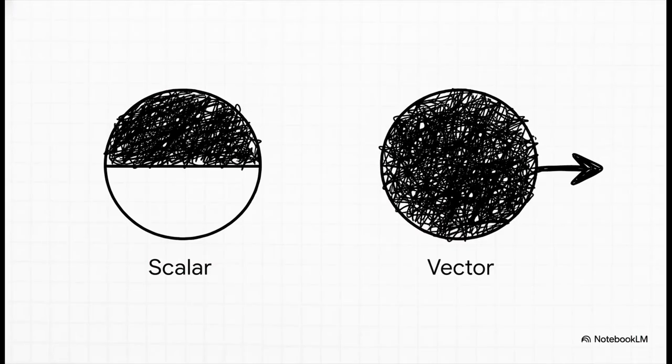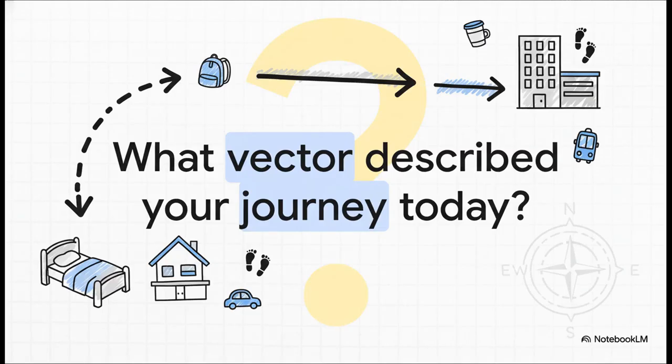So here's the bottom line, the crucial takeaway. A number all by itself is really just half the story. A scalar tells you how much, but a vector tells you how much and which way. It provides context, it gives us clarity, and it gives us the complete picture of how things really move and interact in our universe. So let me leave you with this question.